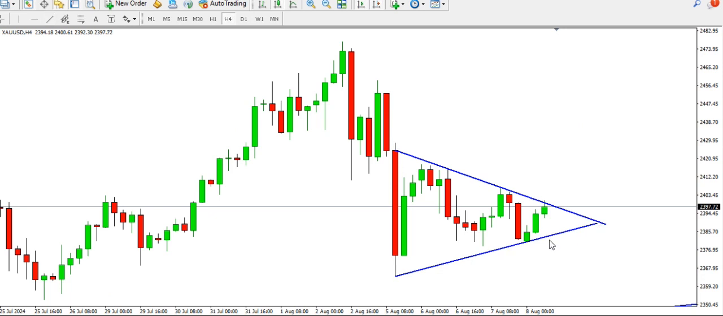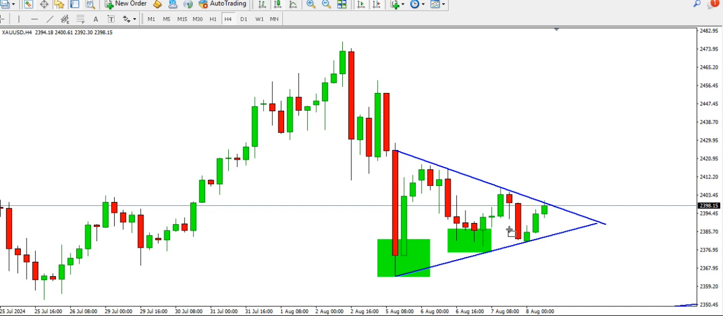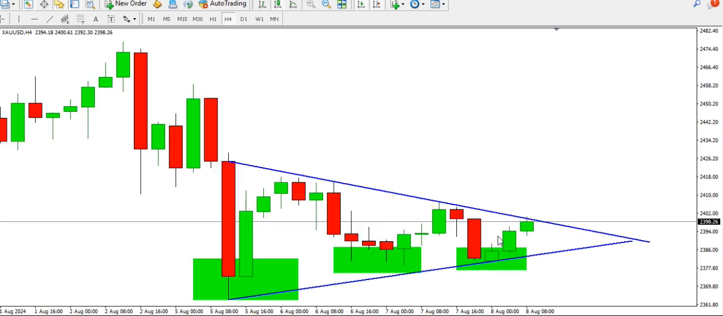But looking at this triangle, we can see something like a triple bottom. This is the first bottom. There's the second bottom. And this is the third bottom. And with what is happening on the 4-hour time frame, we are also looking at a soldier candlestick pattern forming.